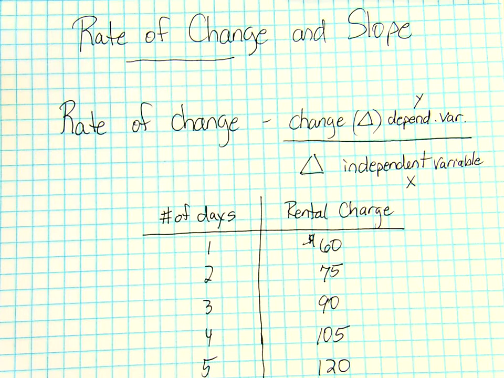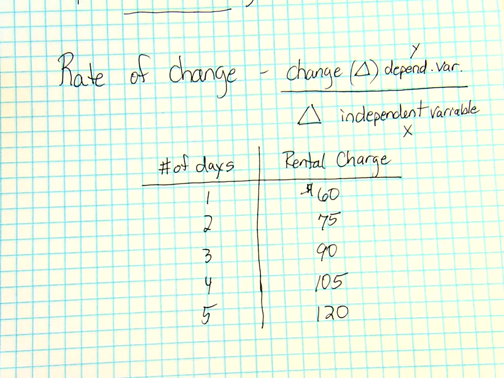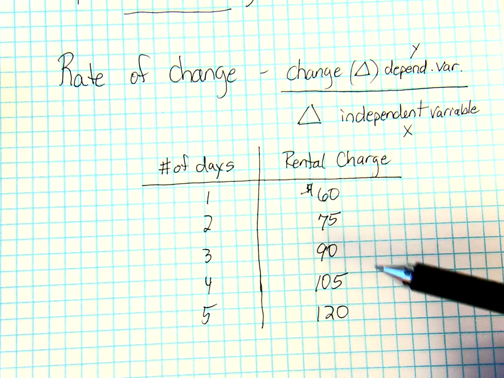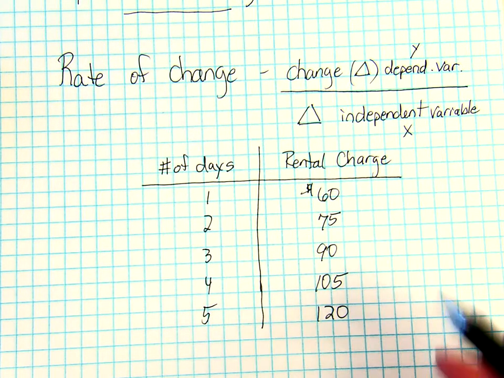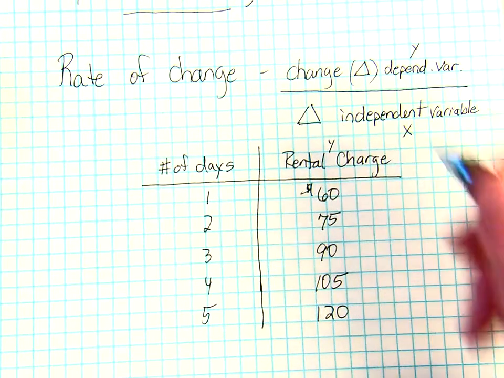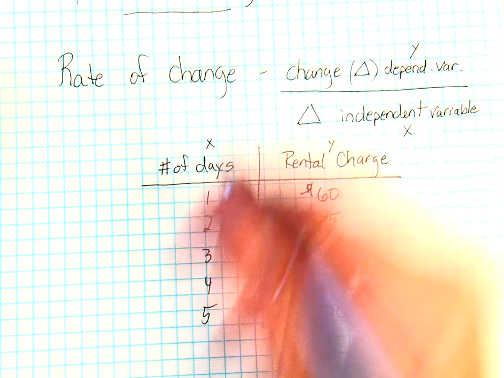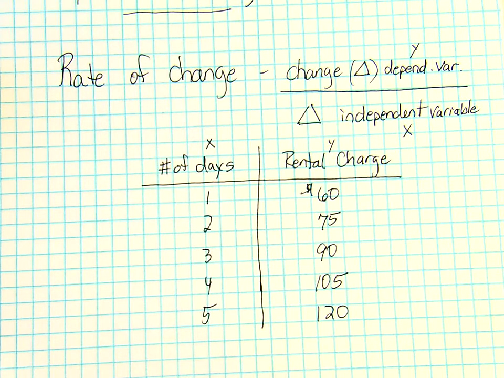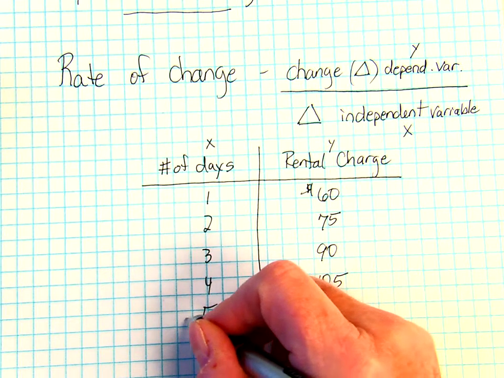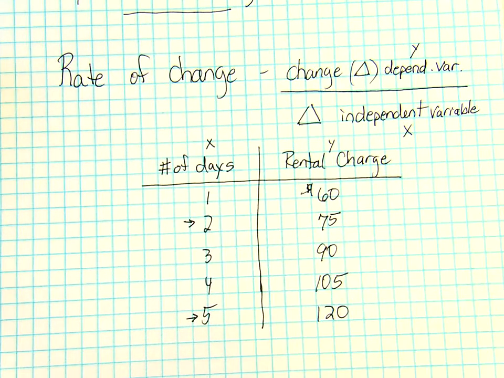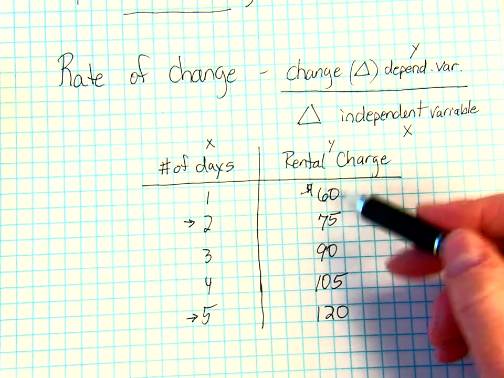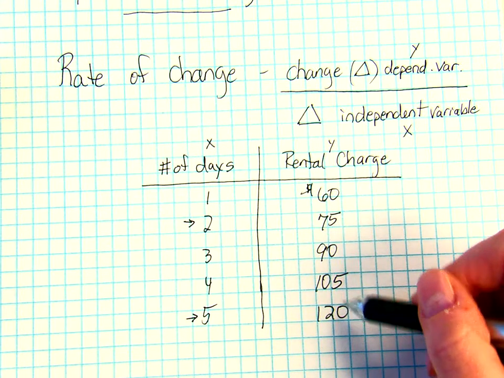Okay, so when we look at a set of values, I always look at it and say, which depends on the other? Well, your rental charge is basically based on the number of days that you have it. So rental charge is going to be our y, our dependent value. It depends on how many days you are actually going to be renting. So if we are looking at the rate of change using days 5 and days 2, we are looking at the difference between 75 and 120 and 2 and 5.